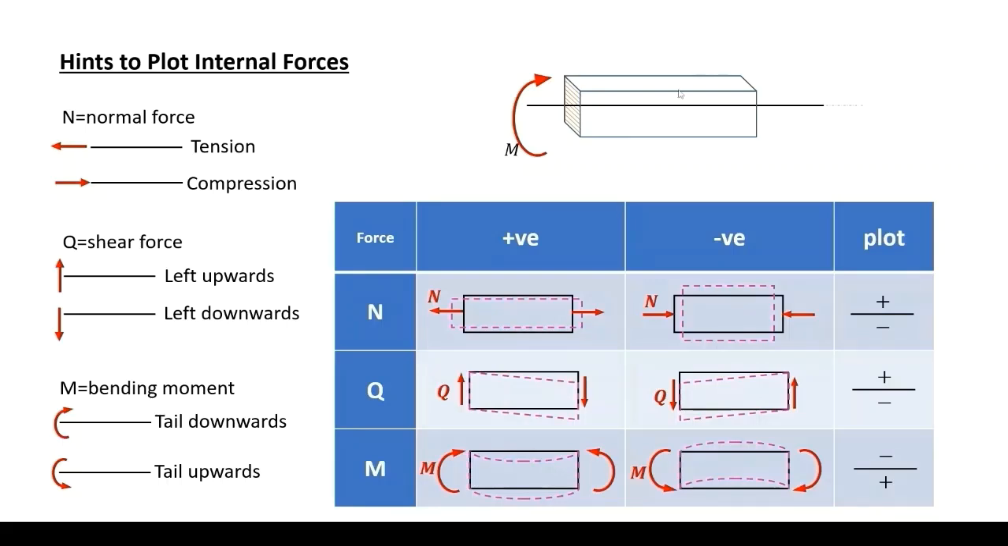Bending moments are not accumulative like normal force and shear force. At each separate section, bending moments should be computed from the very beginning. The tail of the moment indicates that the tension fibers of the beam are on its side.